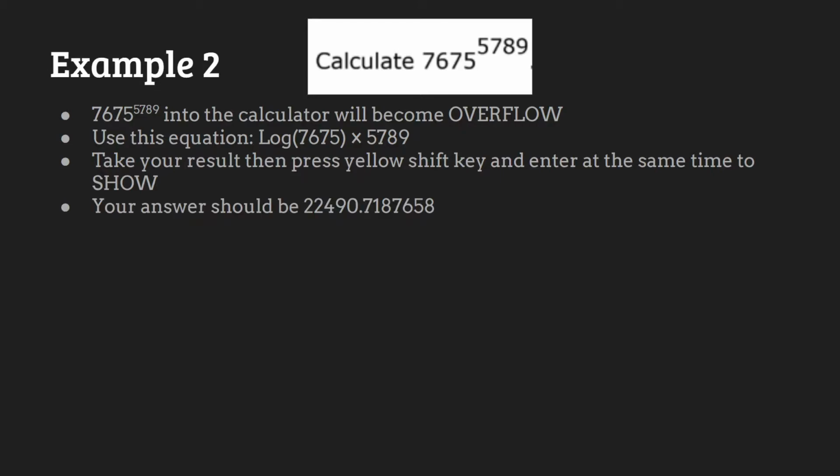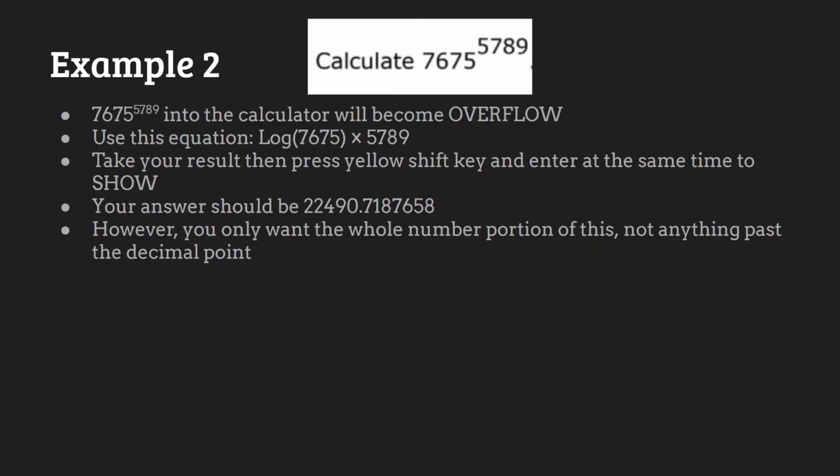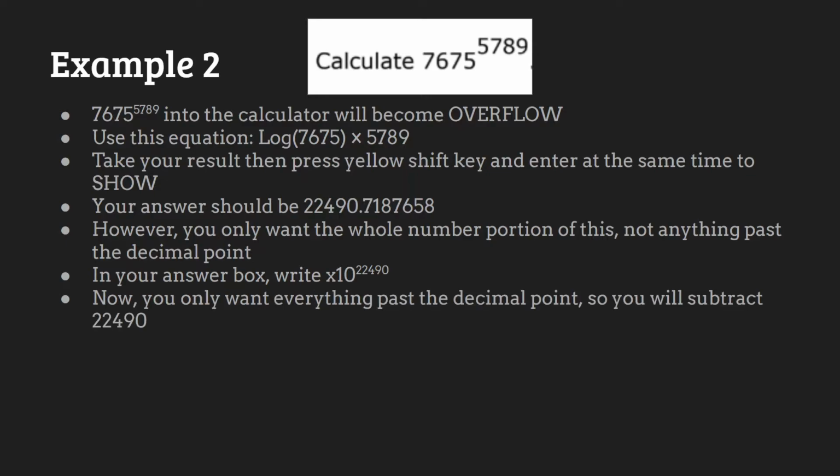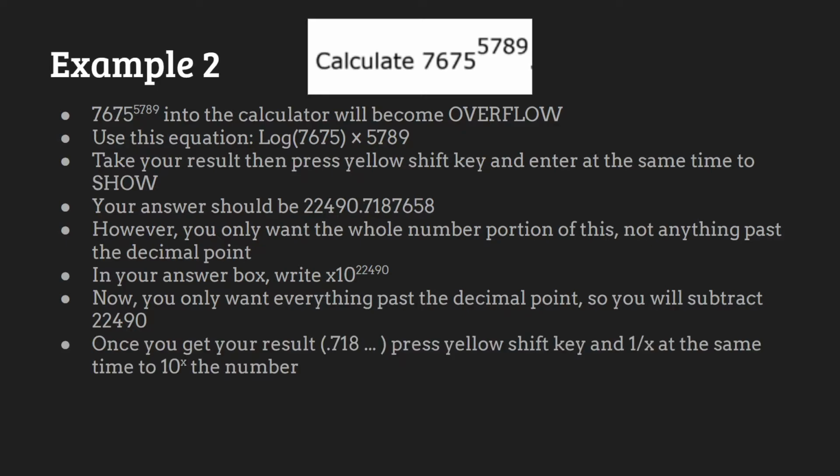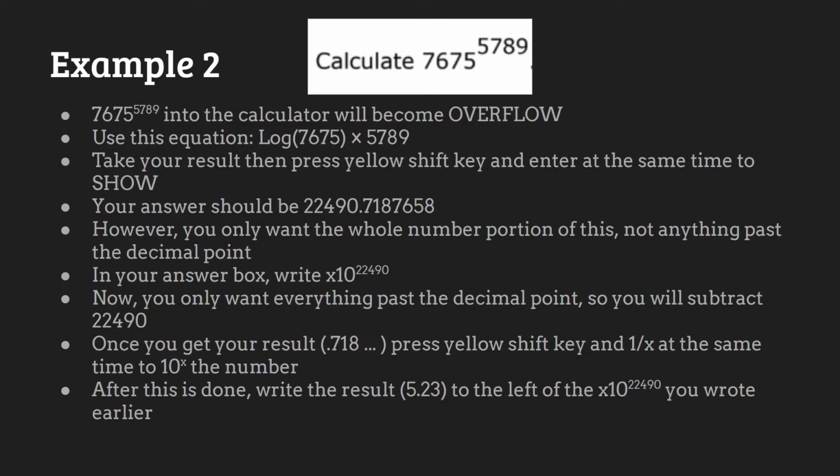This answer should be 22490.7187658. However, you only want the whole number portion of this and not anything past the decimal point. In your answer box, you're going to write times 10 to the 22490. Now you only want everything past the decimal point, so you're going to subtract 22490. Once you get your result, 0.718, press the yellow shift key and 1 over x at the same time to get 10 to the x of the number. After this is done, you're going to write the result, 5.23, to the left of the times 10 to the 22,490 you wrote earlier. And your answer should be 5.23 times 10 to the 22,490.